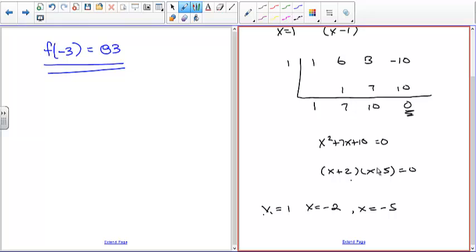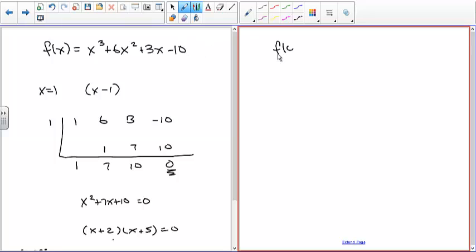I also asked you to find the x-intercepts. These are also the zeros. I guess the intercepts would be (1, 0), (-2, 0), (-5, 0). So those are the intercepts. The y-intercept, you evaluate the function at x equals 0, which is just -10. All these terms go to 0. So that's the y value when you set x equal to 0. The y-intercept is (0, -10). So that's the y-intercept.